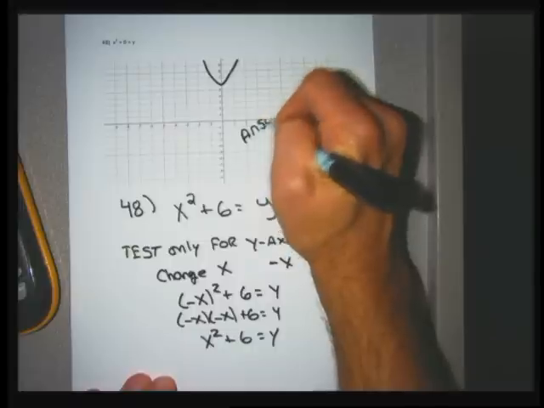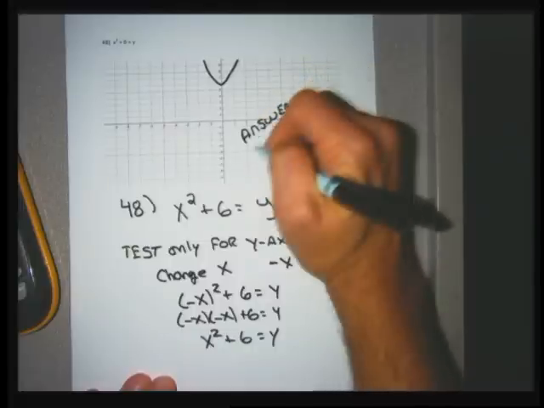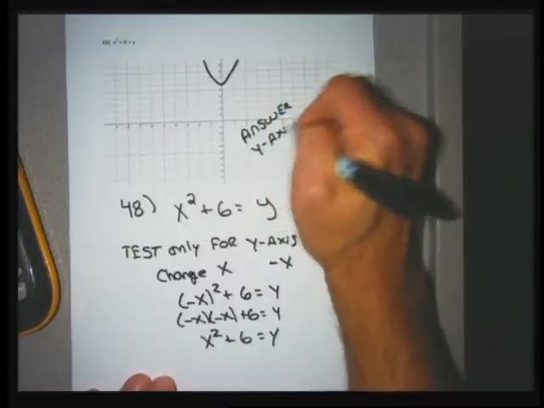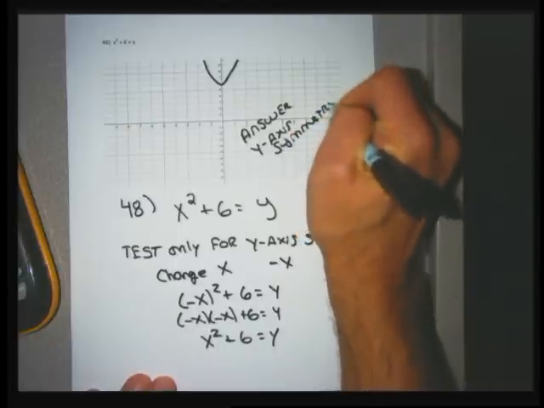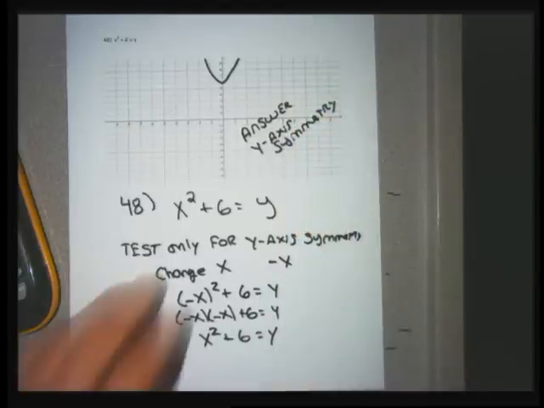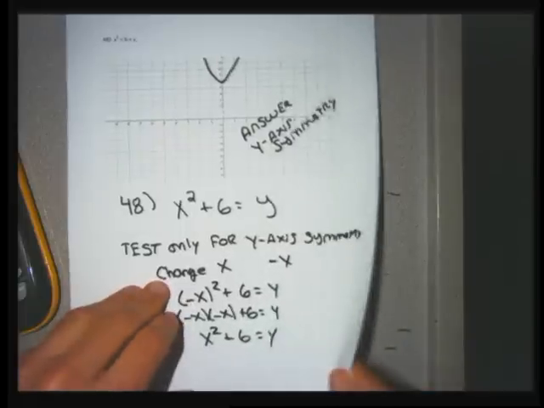And the answer that I'd write if this was a test question, I'd say it has y-axis symmetry, or I could say it's symmetric to the y-axis. Those are just different ways of saying the same thing. Got to be getting close to the end of this.